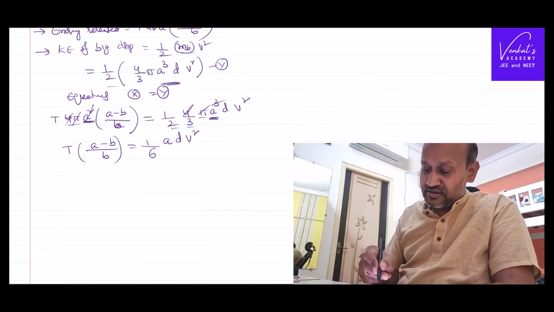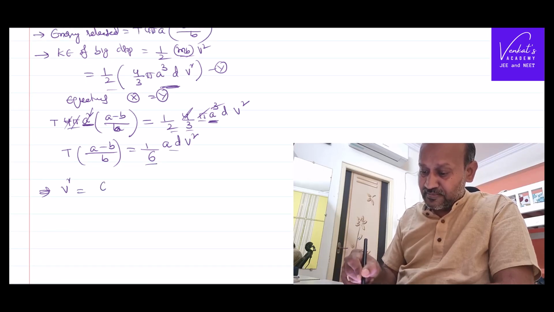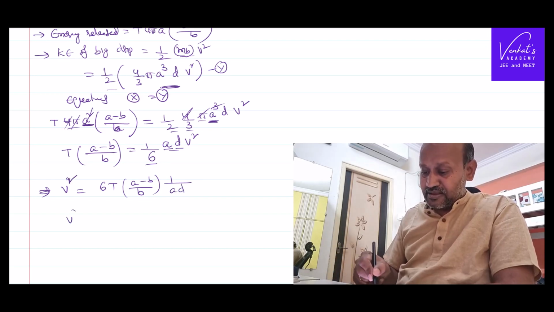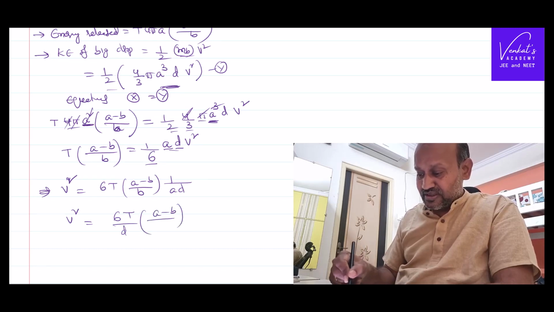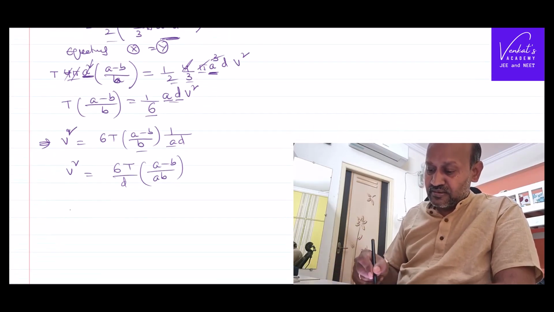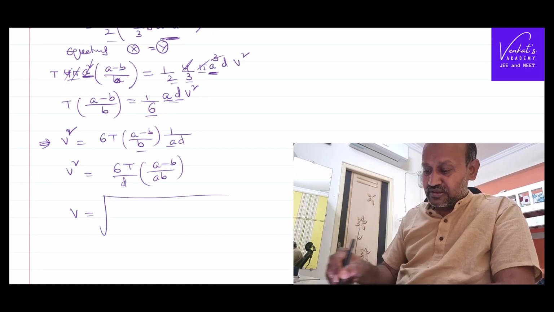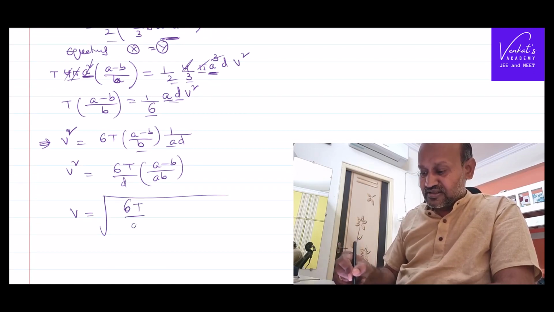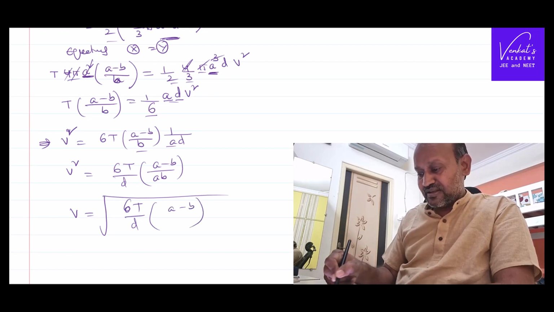You want to calculate velocity. That implies velocity square is, take these terms to the other side, 6T times a minus b by b. Take this a and the density into the denominator of the other side. This becomes V square. That implies V square is 6 into T by density, a minus b by ab. I'm just writing terms a and b together. That implies velocity of that big drop is under square root 6T by density into a minus b by ab.